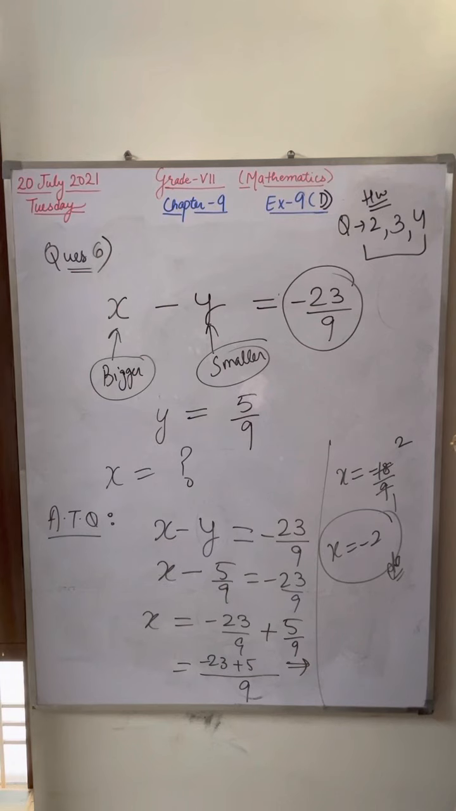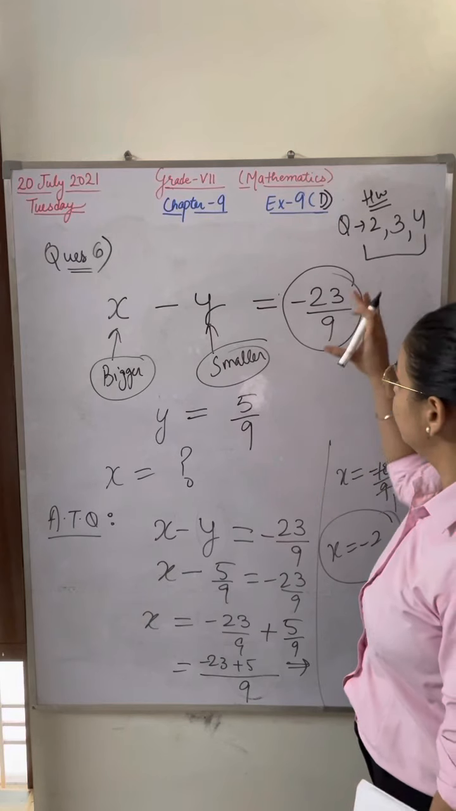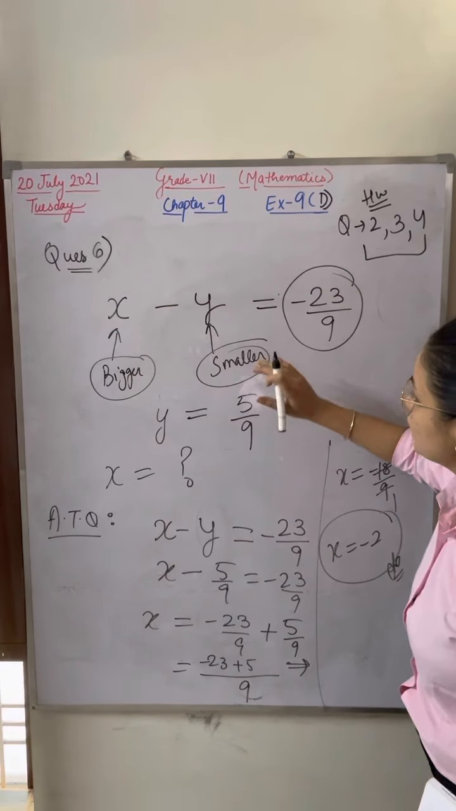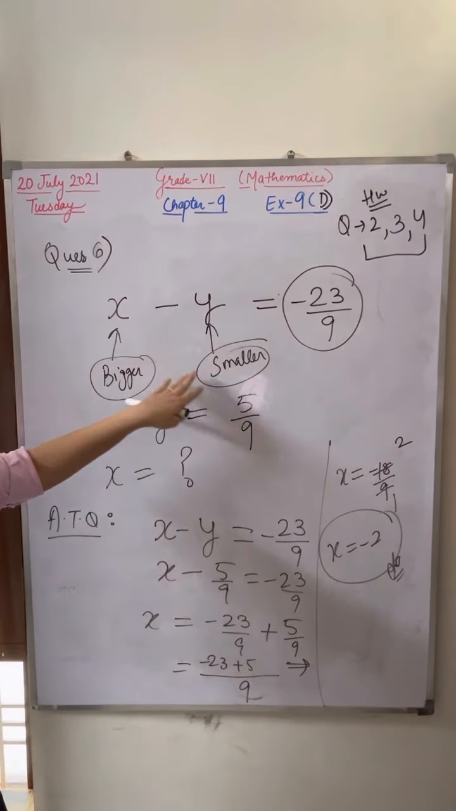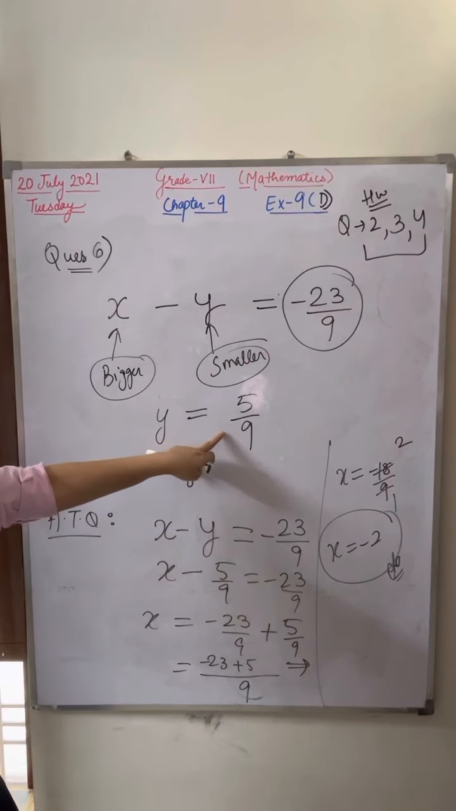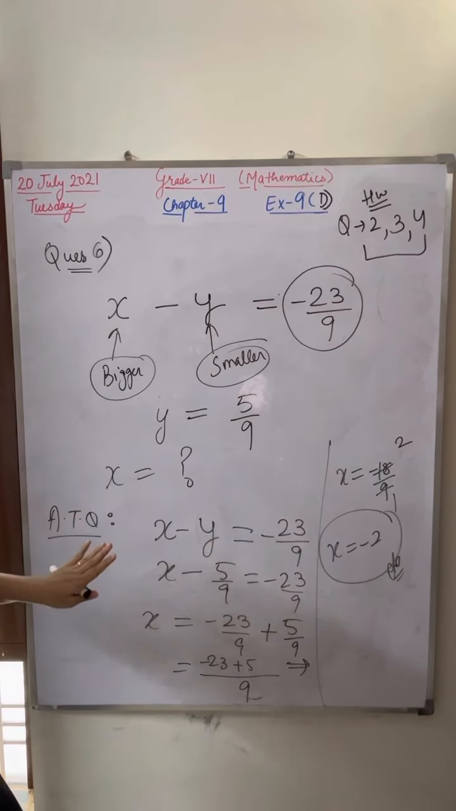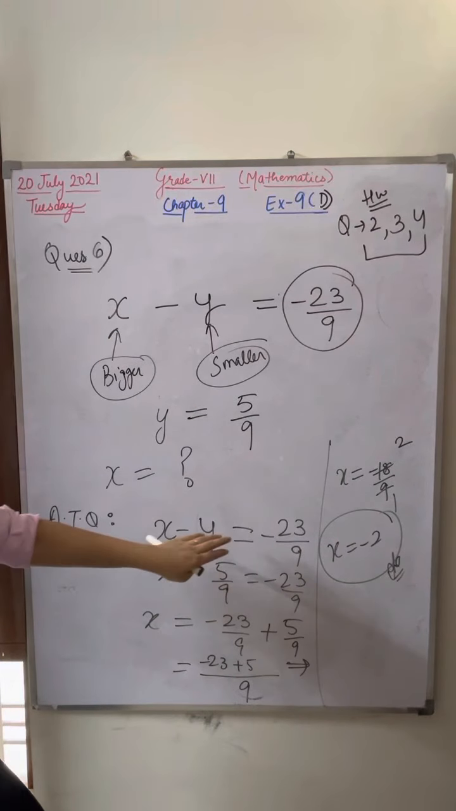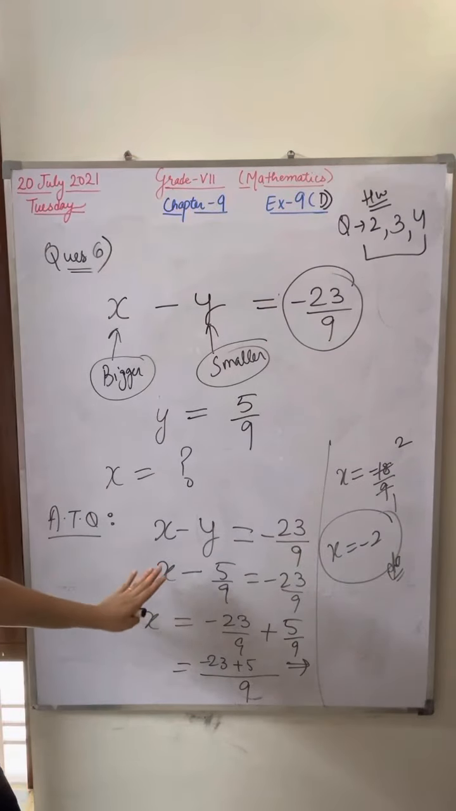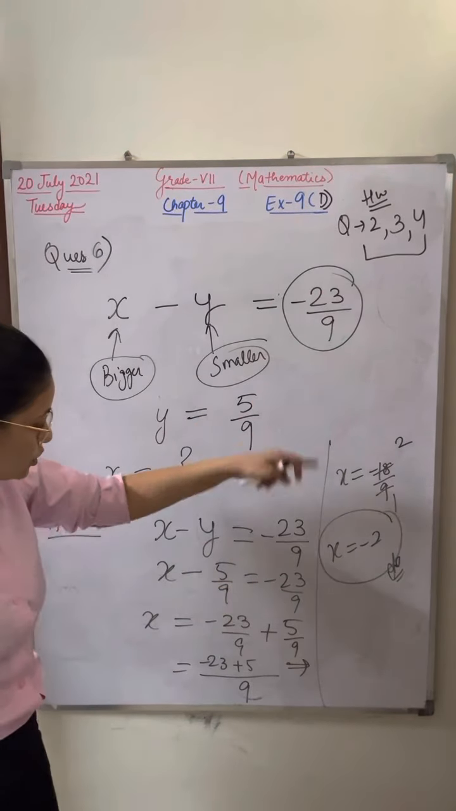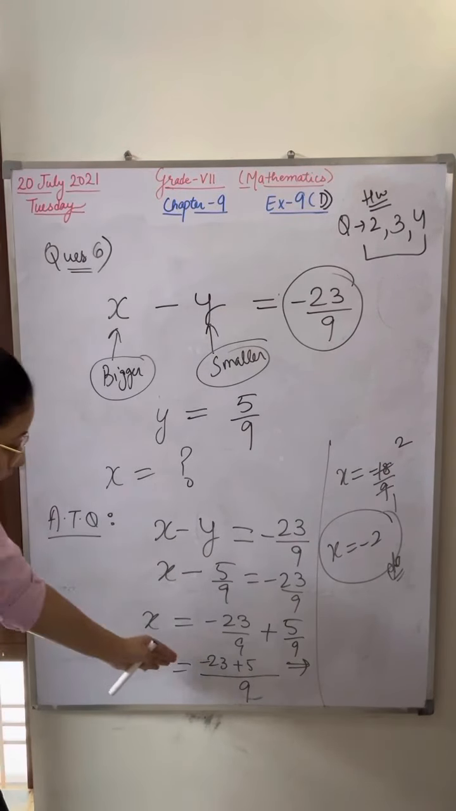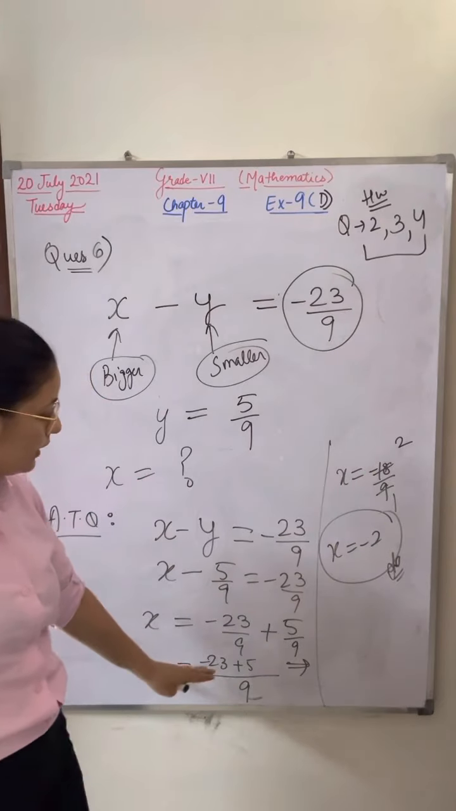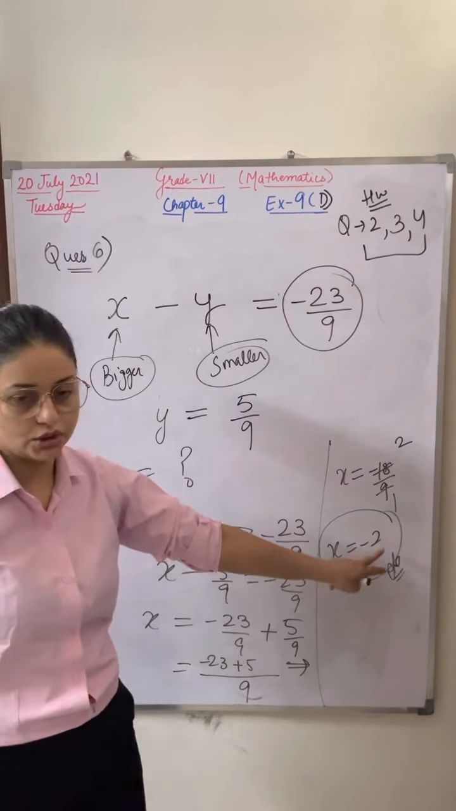Prasan, any doubt? Yes, clear to everyone? So in this way, in this question, the subtraction is given to you and they are saying that the smaller number is 5 by 9. So you know that out of x and y, y will be smaller and x will be bigger. The y value is already given in the question, and you have to find x. So according to the question, x minus y is equal to minus 23 upon 9. x will be as it is, put the value of y. Shift minus 5 by 9 to the right-hand side, and it will become positive. Now take the LCM, evaluate the statements and take out the answer. x will be minus 2.